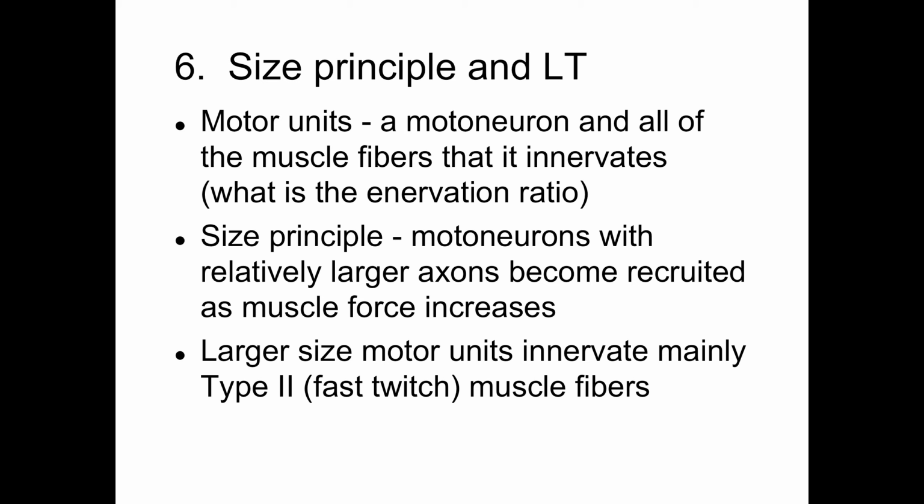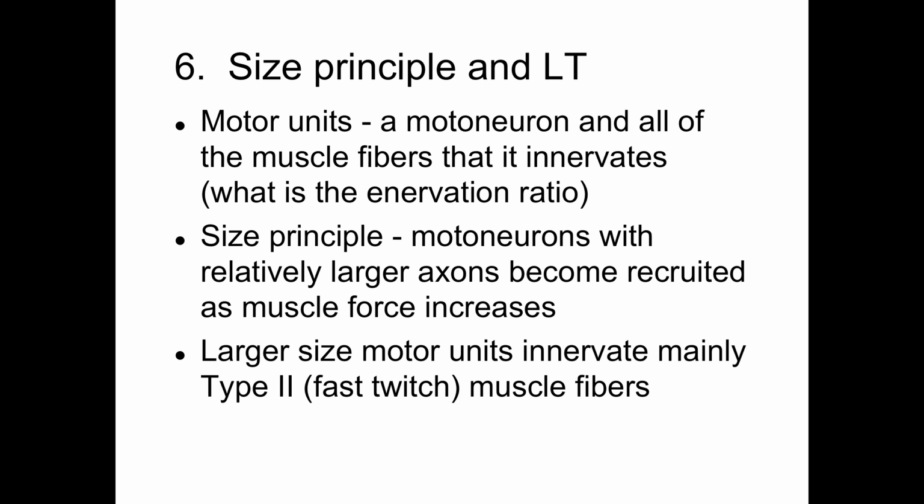What helps explain the lactate threshold is that these larger size motor units innervate mainly type 2 fast twitch muscle fibers. And you can describe those. They're glycolytic, they're fast contracting, they have low amounts of mitochondria, so they're going to be lactate producing fibers.